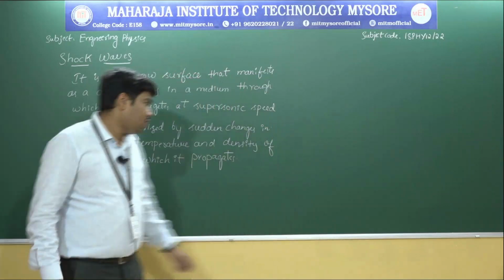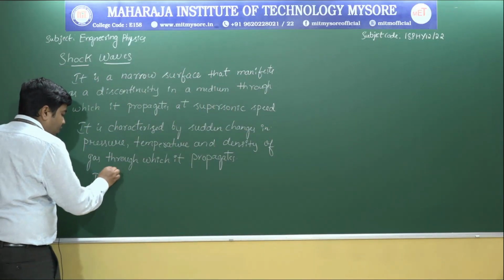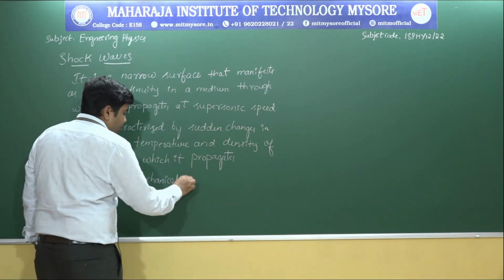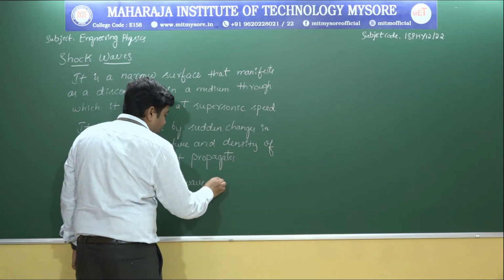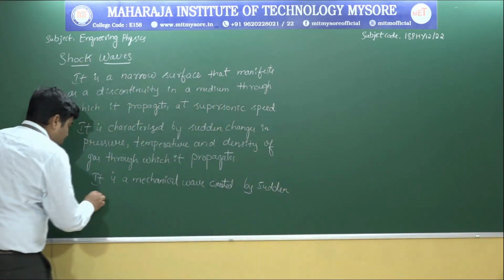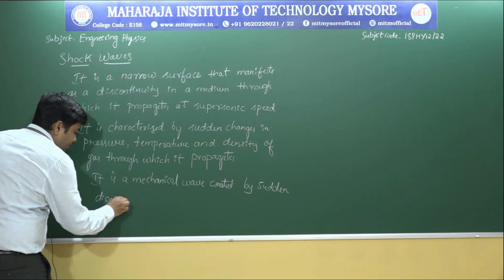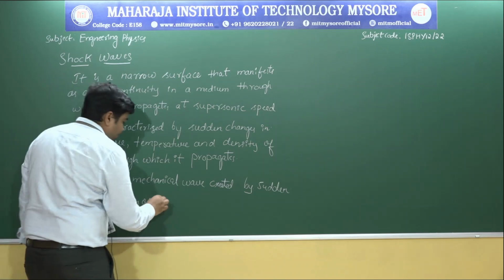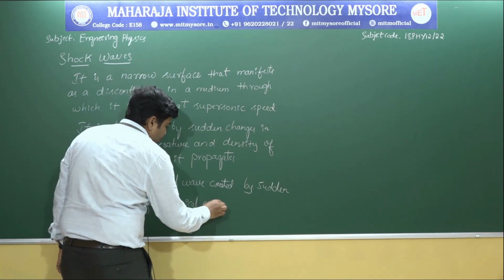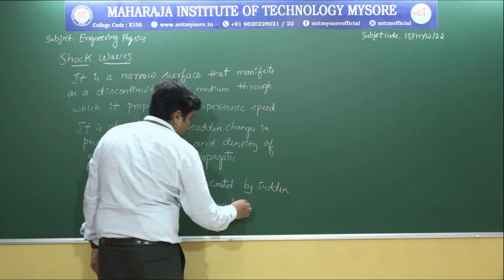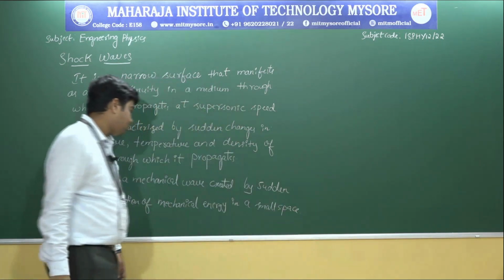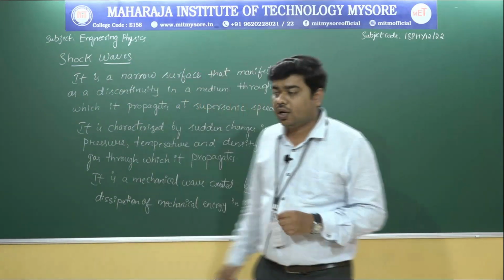So, we can say a shock wave is a mechanical wave created by sudden dissipation of mechanical energy in a small space. There is one parameter which characterizes the shock wave, which is called the Mach number.